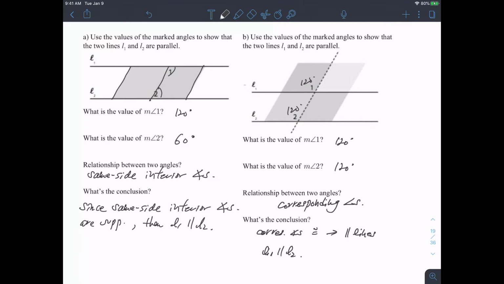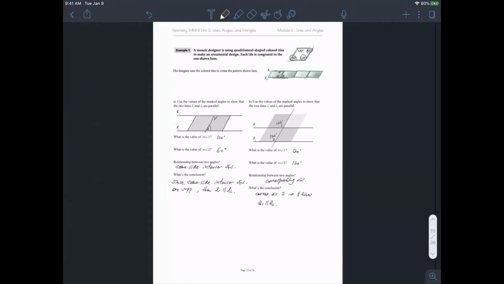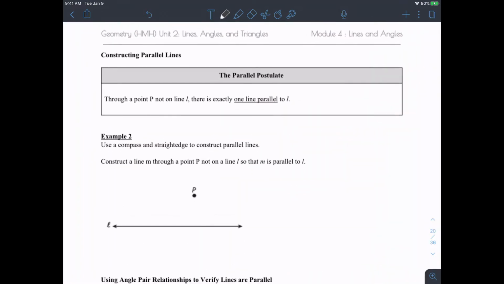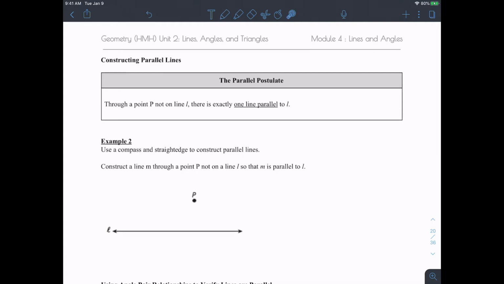Okie dokie. All right, guys. So the next page, we really don't do this online. It's kind of hard to do. I'll try to verbally explain it to you, right? But let's go with the parallel postulate first. Through a point not on a line, there exists exactly one line parallel to that. What that literally means is that if you have a line over here, guys, and there's a point over here, it's telling you that there's exactly one line across it like this. All right, but how do we find them?